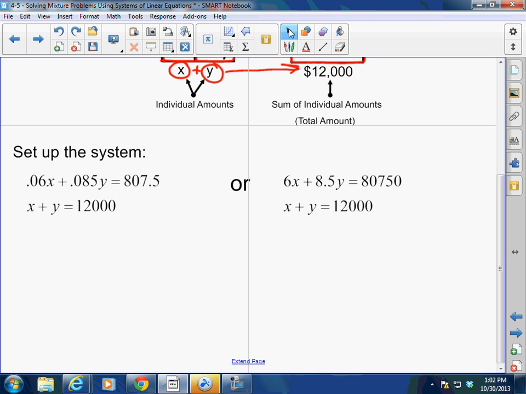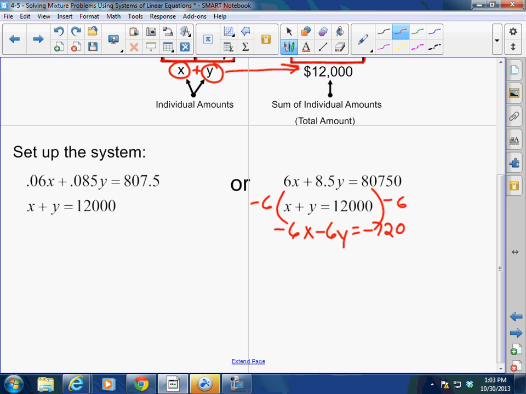Okay. How do I solve now? I'm going to go with the non-decimal one, right? What do you want to do? You want to get rid of the x or the y? I will get rid of the x as well. Okay, so I'm going to multiply what to both sides? That's exactly right. So that gives me negative 6x minus 6y equals negative 7,200. My x's cancel. My y is 2.5y.